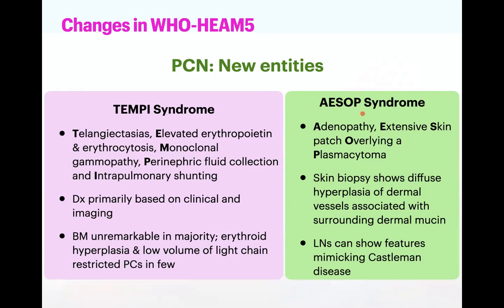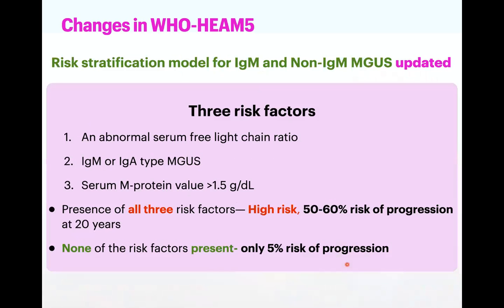The second entity is ESOP syndrome, that is adenopathy and an extensive skin patch overlying a plasmacytoma. So in these cases, the skin biopsy shows diffuse hyperplasia of dermal vessels associated with surrounding dermal mucin, and lymph nodes can show features which can mimic Castleman disease.